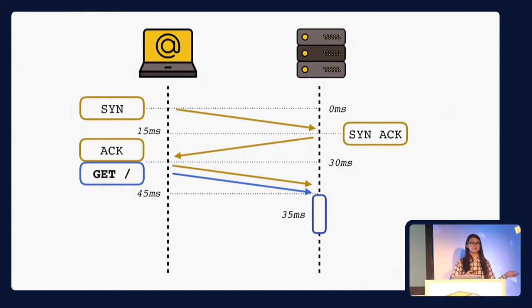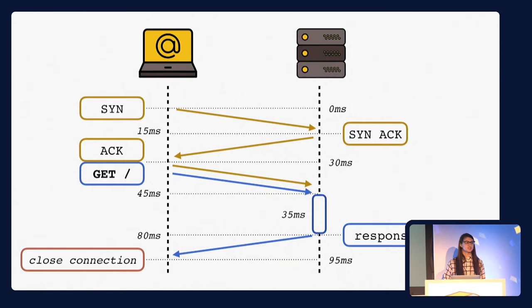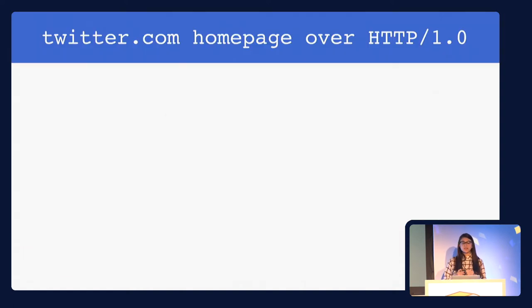The server spends some time processing the request, say 35 milliseconds, and returns the response back. The connection is closed. As a whole, the TCP setup took one round trip, which is 30 milliseconds, and the HTTP bit took 65 milliseconds. For every single request made using HTTP 1.0, we should perform the three-way handshake, hence the overhead is always one round trip.